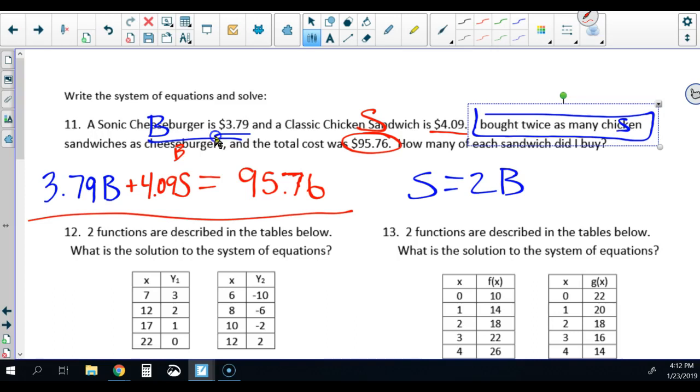That is our system of equations, but now we need to solve it. We could choose substitution, we could choose elimination, or we can choose Desmos. In this case, with all these ugly decimals, I'm going to go with Desmos. So I cannot graph S's and B's in Desmos. I have to have X's and Y's. So we can't forget which one is which. I'm going to make the B be my X, and I'm going to make the S be my Y. So whenever I go type it in, I have to make sure I keep these straight. Replace B with X, replace S with Y.